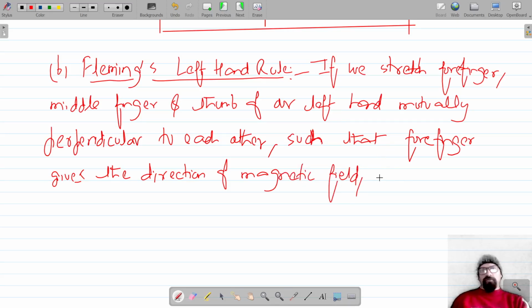And align your middle finger in the direction of the current, so that the forefinger gives the direction of the magnetic field. And we can say that the middle finger is pointing in the direction of the current.